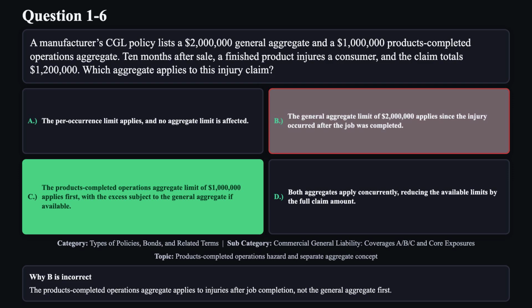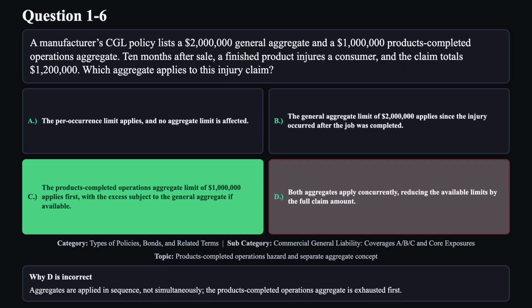Reason B is not correct. The product's completed operations aggregate applies to injuries after job completion, not the general aggregate first. Reason D is not correct. Aggregates are applied in sequence, not simultaneously. The product's completed operations aggregate is exhausted first.